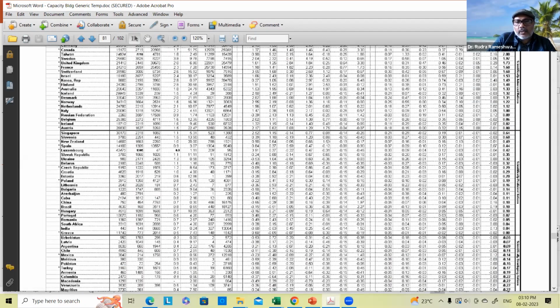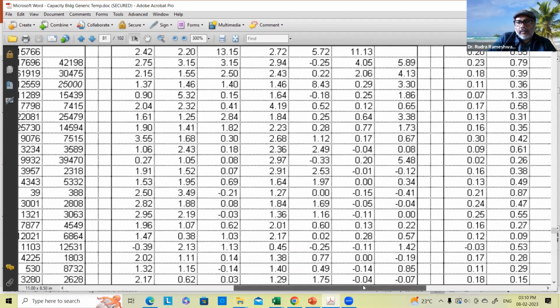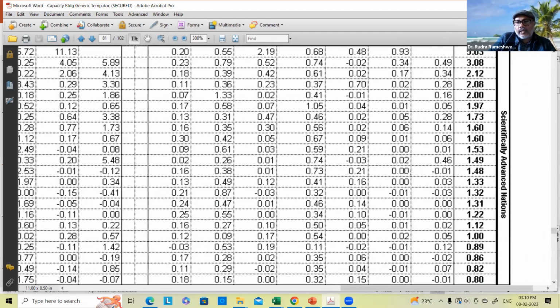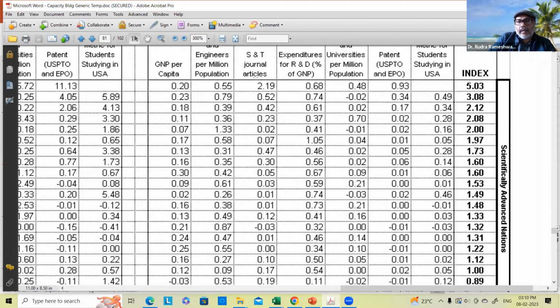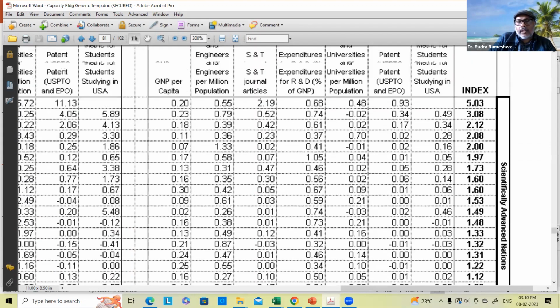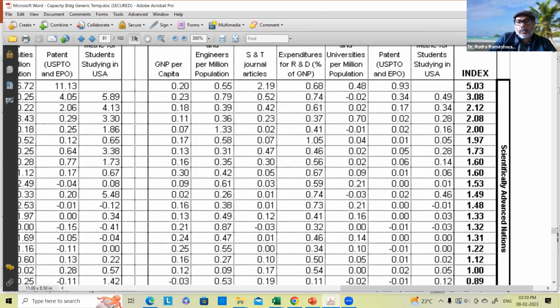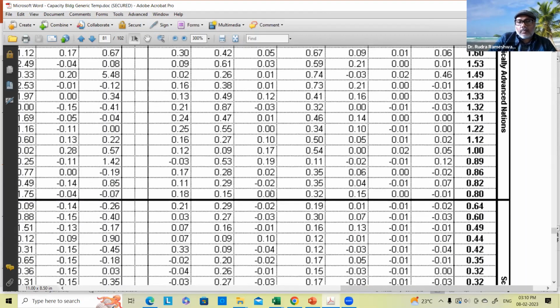Maximum values you will find. I can increase the size also. Most of the values are negative there. The weighted factors are GNP per capita, scientists and engineers per million, science and technology journal articles also. In the US you will find the value is 2.19. But for other countries you can see 0.52, 0.42, 0.23, 0.02. Some are negative also, minus 0.03, minus 0.02.